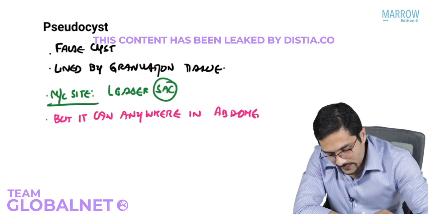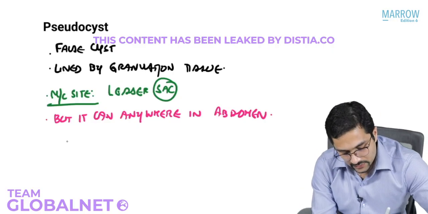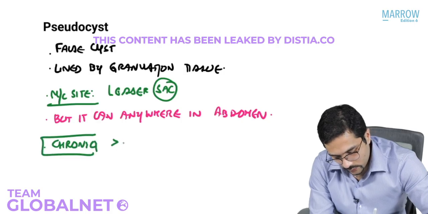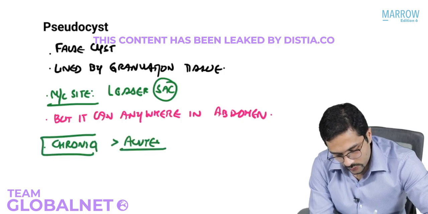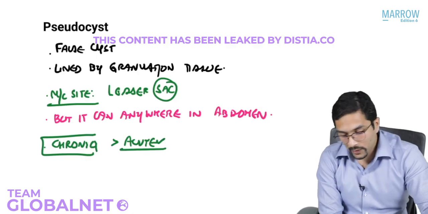And a lot of students think that it is more common in acute pancreatitis, but in reality, pseudocysts are more common in chronic pancreatitis as compared to acute pancreatitis, so that also you should know about.